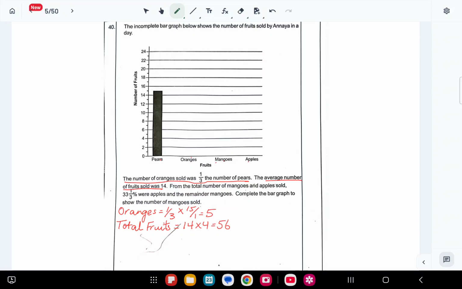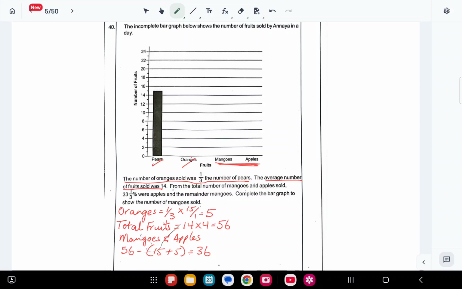Now we can calculate the sum or the total of mangoes and apples because we know these two already. We know pears and we know oranges and we know the total. So mangoes and apples is equal to the 56, which is the total, take away the sum of the pears and the oranges, which is 15 plus 5, which is 20, which will leave us with 36. So we know a total of 36 mangoes and apples were sold.